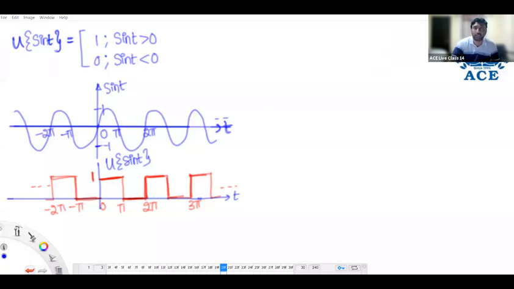Sin t less than 0 indicates whenever the sine function has negative amplitude, for that interval it is 0. Don't have a wrong thought. If it is u of sin t, why have we drawn the signal for negative time? The shape of this function is decided by sin t, not by u of t. As sin t is infinite length, u of sin t is also infinite length.